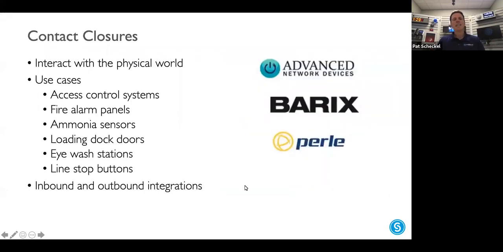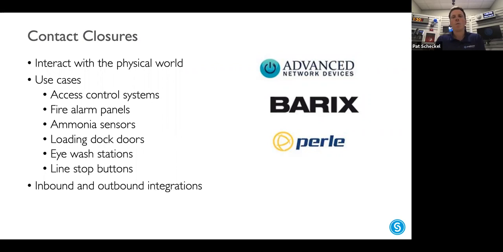So next is contact closures, which maybe sounds a little bit more obscure, and it is, but it's what allows us to interact with the physical world. So the contact closure that everyone's probably most familiar with is your doorbell. That's a contact closure. So when your doorbell is pressed, it just completes a circuit, right? So it's binary. It's either open or it's closed.